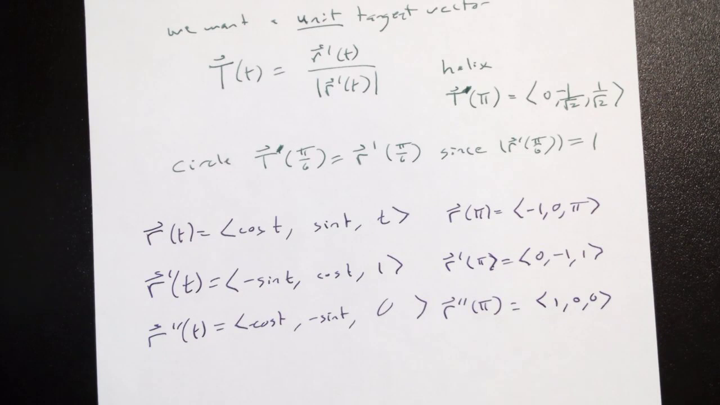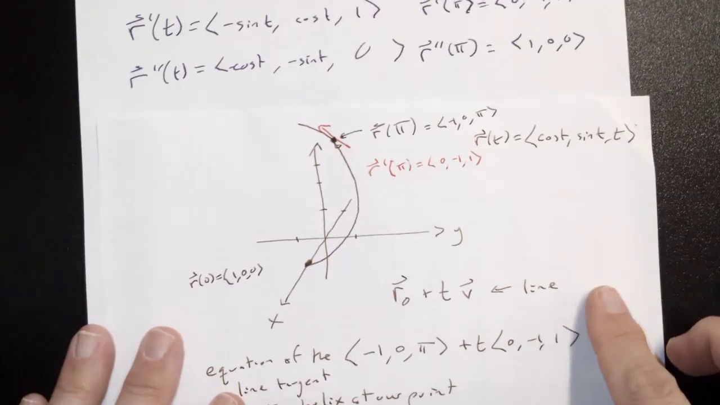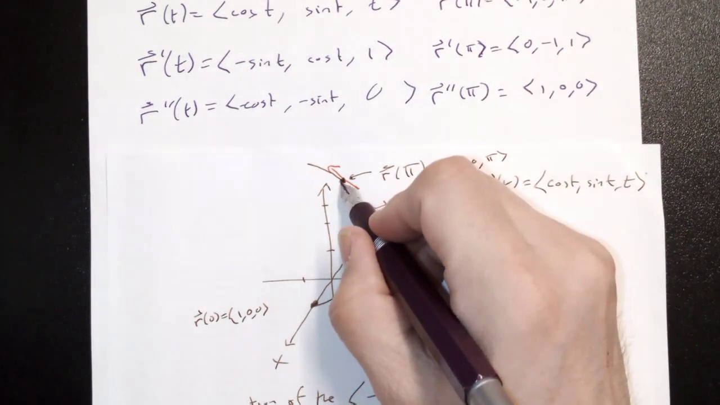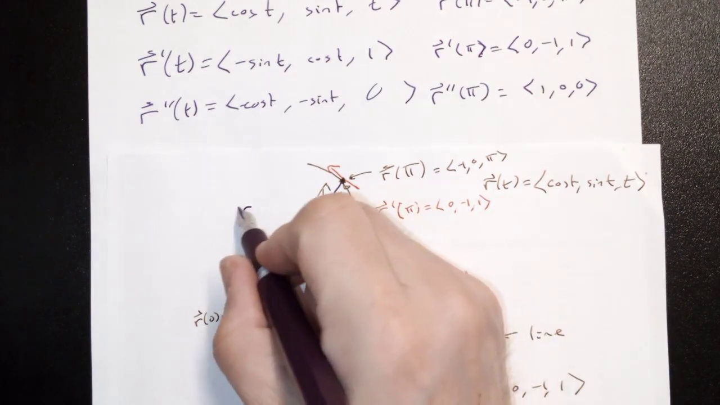Okay, wait a minute. What direction does that vector point? 1, 0, 0. I've got to go back to my picture of the helix. We're at this spot. Our velocity is this way. That's our tangent line. This second derivative is pointed straight back at you, in parallel with the x-axis.